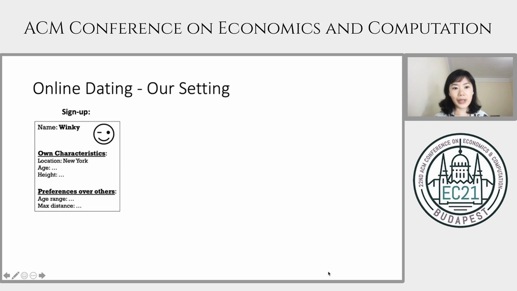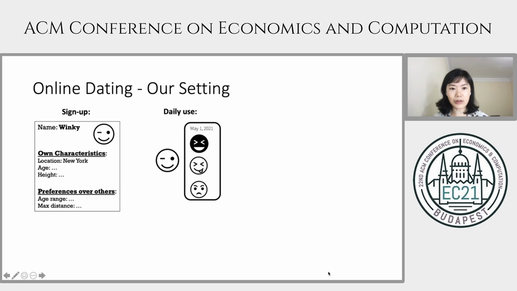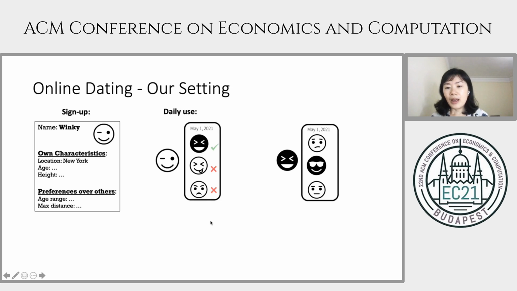So our platform works as the following. A user, Winky, signs up. When she signs up, she reports some characteristics about herself and preferences over others that she's interested in being matched to. And after she signs up, when she logs in every day, she's presented with a set of user profiles that the platform selects. And then she evaluates these profiles. So she likes Squinty, for example, and she doesn't like the other two.